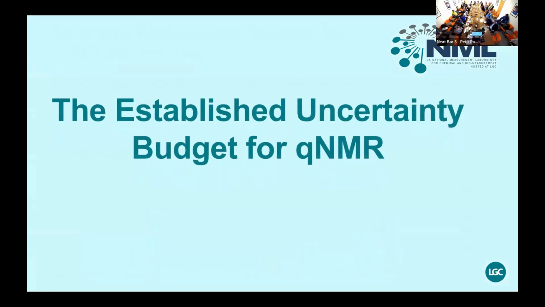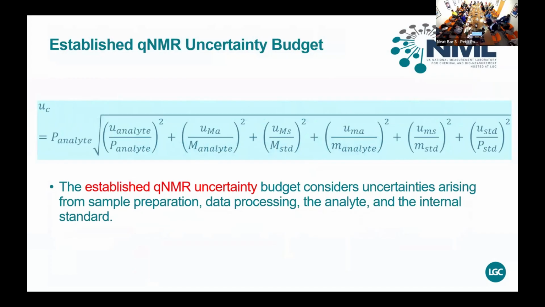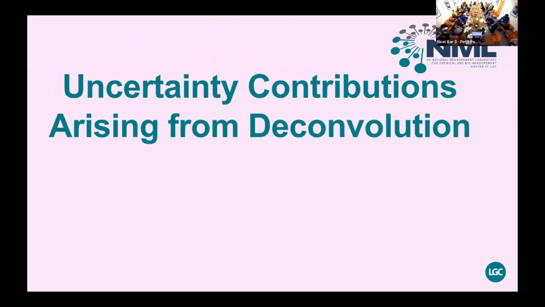Okay, now I'm just going to quickly highlight the established uncertainty that we already have for qNMR. This takes into account how we prepare the samples, the sample weights, the data processing information that we analyze, and the internal standard, and we take the root sum of squares to combine these relative uncertainties. So we already have an established uncertainty budget for qNMR. What we want to do now is determine what the extra uncertainty is coming from the deconvolution processing step. So I'm just going to go into that next.